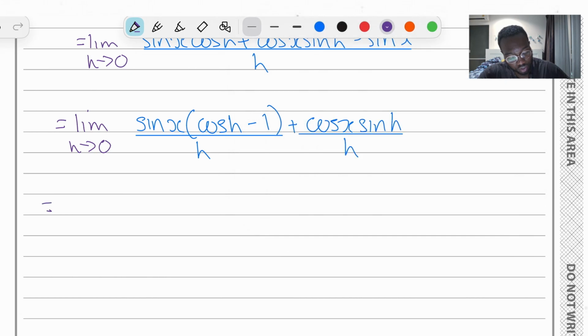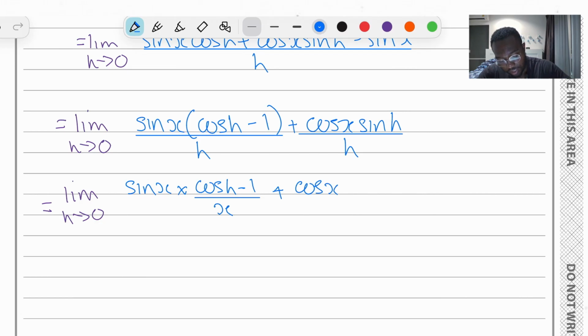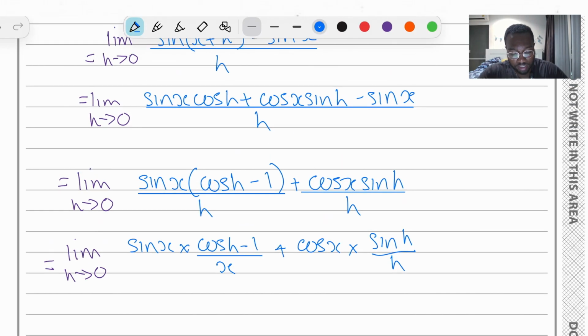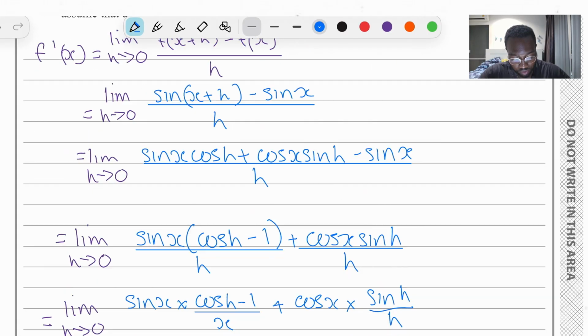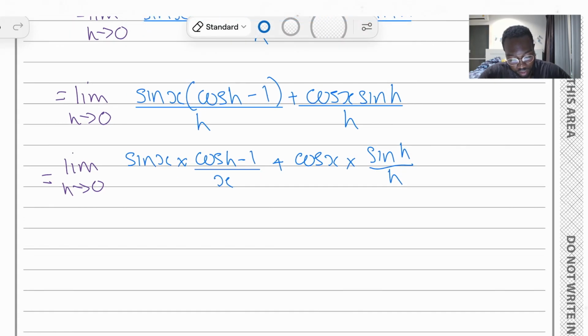If I just do it again to emphasize what we want, we effectively have a sin x times a (cos h minus 1) over h, okay? And then for this one, we have a cos x times a (sin h) over h. And in the question, they tell us that when h tends to 0, sin h over h equals 1, and cos h minus 1 over h equals 0.